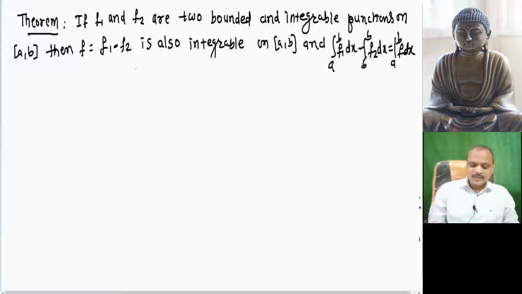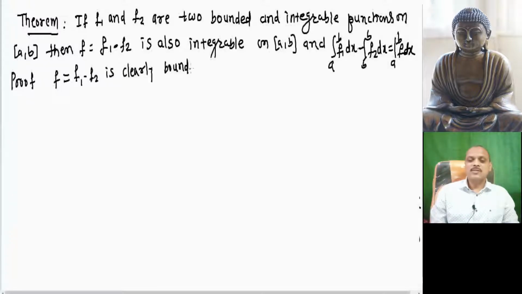First we can see that as the two functions are bounded, the function f, which is the subtraction f1 minus f2, is clearly a bounded function since these two are bounded. Again we consider f equal to f1 plus minus f2.